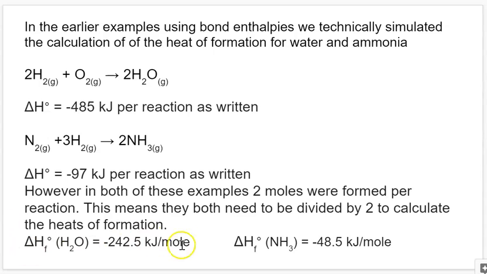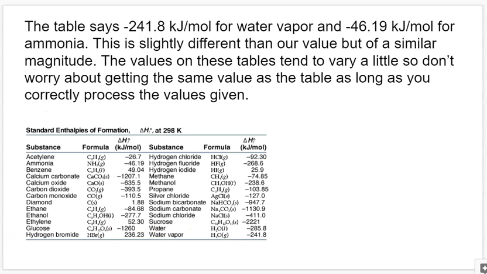Now, if you look at these 2 values and compare them to the ones on the table, they're slightly different. And I wouldn't worry too much about that, because I've seen a bunch of these different tables and the exact values that are given are dependent on the sources for those values and how the data was collected. So as long as you're using the equation correctly and processing the numbers correctly, I don't think it's going to matter if the values you get from calculating the reaction enthalpy using the bond enthalpies match the values from the heats of formation. So I wouldn't worry too much about that.